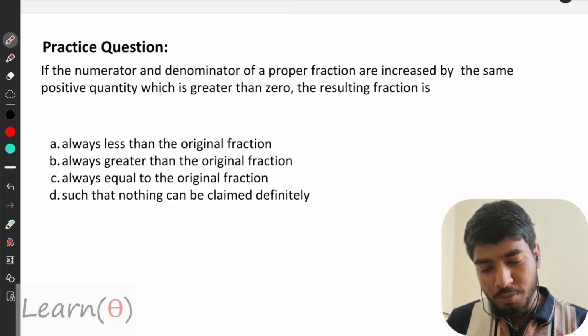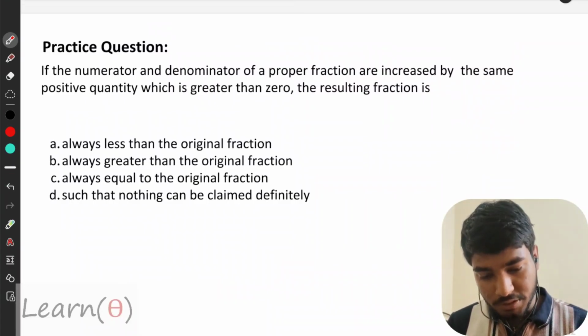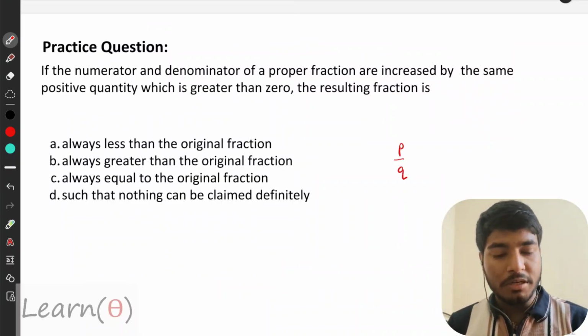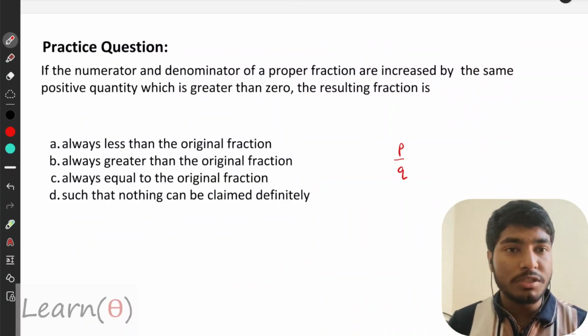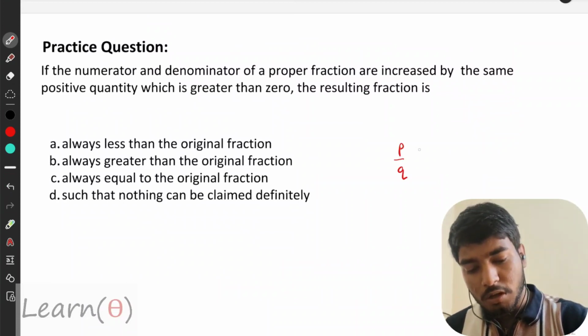If the numerator and denominator of a proper fraction are increased by the same positive quantity which is greater than 0, what is true about the resulting fraction? I have a proper fraction. Let us say my proper fraction is p by q. I am increasing it by the same number. Let us say my same number is x.